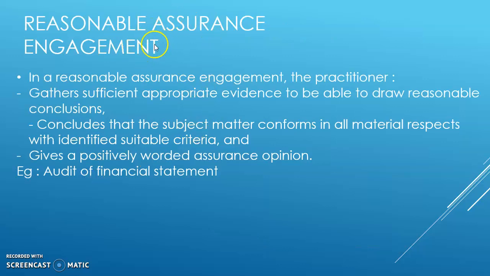Reasonable assurance engagement, what is it? In a reasonable assurance engagement, the practitioner, the auditor, the partner, gathers sufficient appropriate evidence to be able to draw a reasonable conclusion. It concludes that the subject matter conforms in all material respects with identified suitable criteria, and gives a positively worded assurance opinion. For example, a reasonable assurance engagement is the audit of the financial statements.